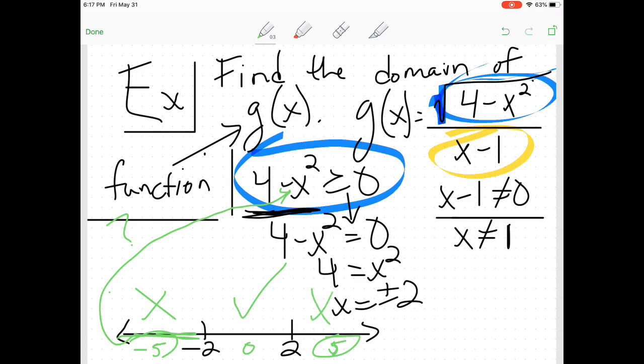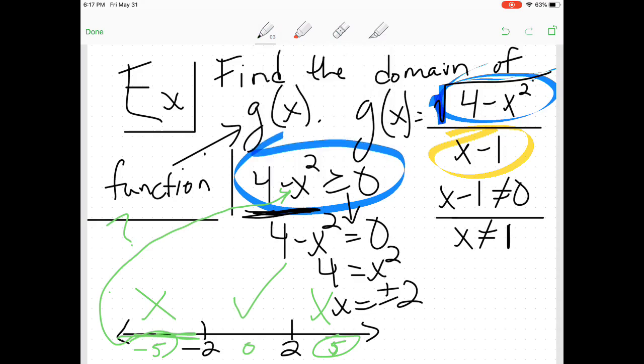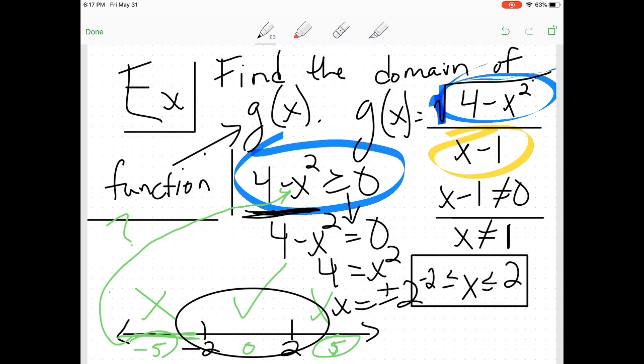No. So what satisfies 4 minus x squared is greater than or equal to 0? Well, only between negative 2 and 2, right? This is the only portion that satisfies it. I know at negative 2 it's equal to 0, at 2 it's equal to 0, so you have to be between it to satisfy. So x is less than or equal to 2, but greater than or equal to negative 2.